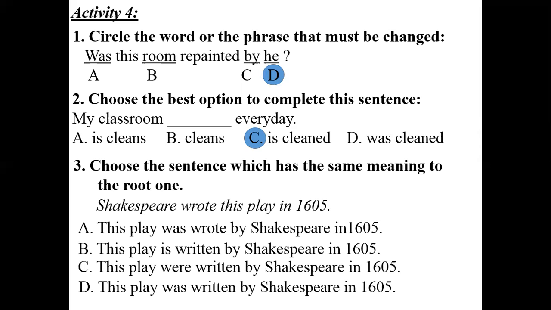And how about number 3? Shakespeare wrote this play in 1605. Shakespeare is the subject, wrote is the verb, and this play is the object. So the object will become the subject, and for "wrote" you use past simple tense in passive. So "was written", right? "Play" is singular, so you must use "was". And the answer is B, right? This play was written by Shakespeare in 1605. So all of you clear?